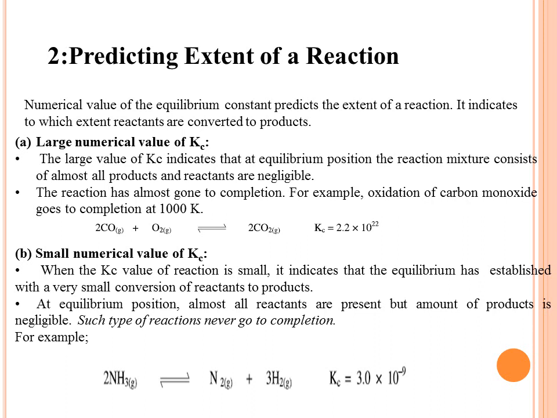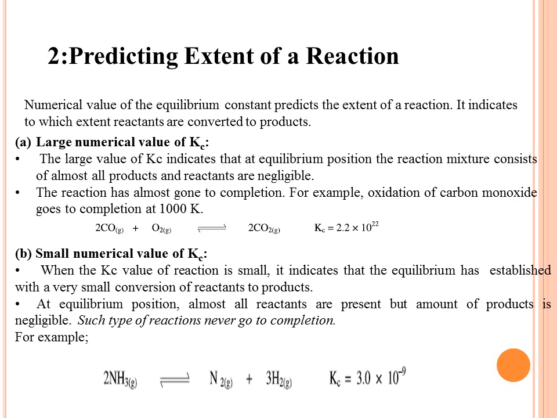Here I am giving you an example of oxidation in which carbon monoxide joins with oxygen to give carbon dioxide at 1000 Kelvin. Now the value of Kc is 2.2 multiplied by 10 raised to power 22. Here 10 raised to power 22 indicates that it's quite a large value. So this numerically large value of Kc indicates that the reaction moves in the forward direction and more products are formed. So in this way we can tell the extent of a reaction.